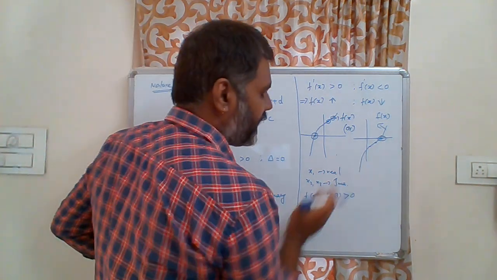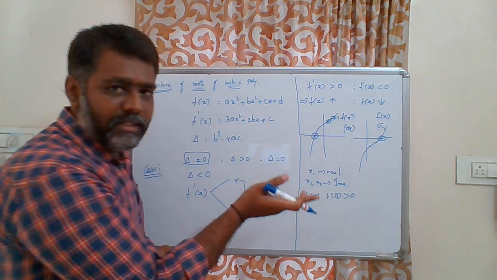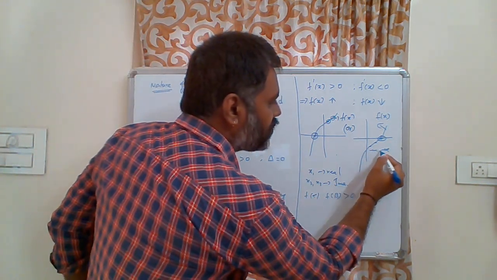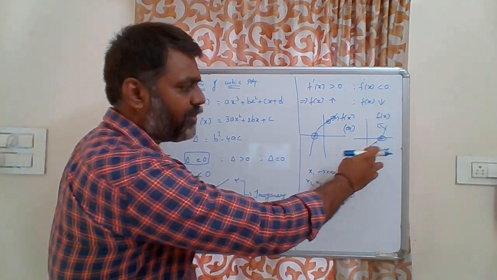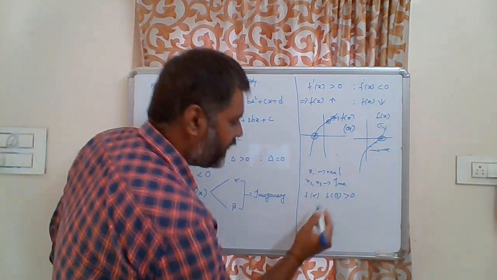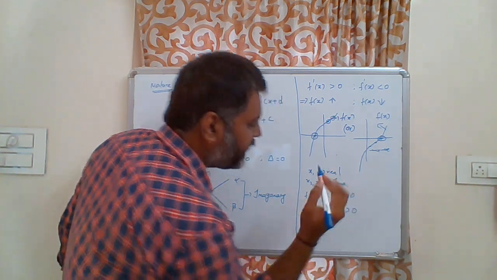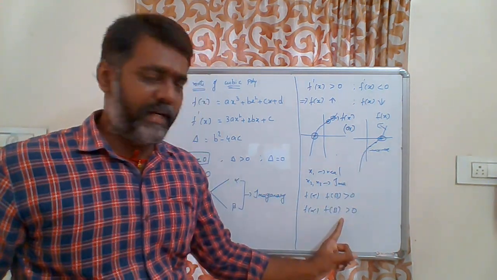Next, in the second possibility, these two are below the x-axis. That means both are negative. So what is their product, f of alpha into f of beta? F of alpha is negative and f of beta is also negative. Then again f of alpha into f of beta is greater than 0, that means minus into minus is plus. The product in these two cases is also greater than 0.